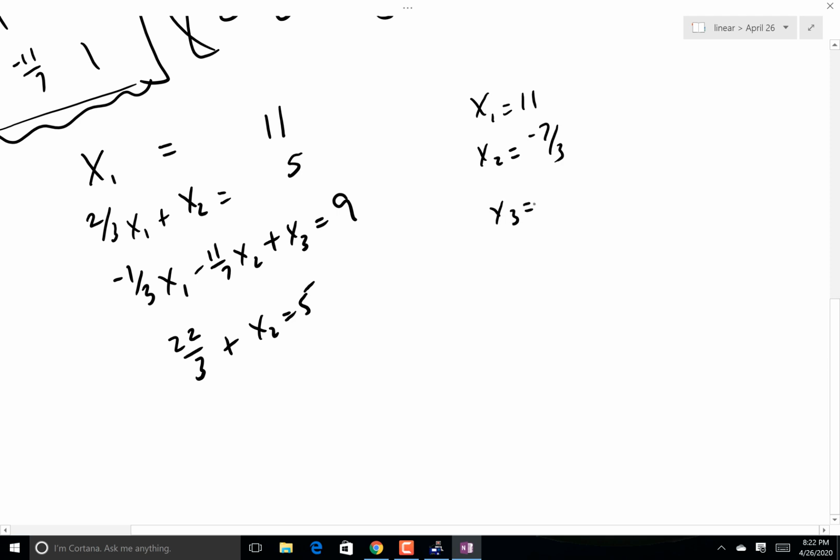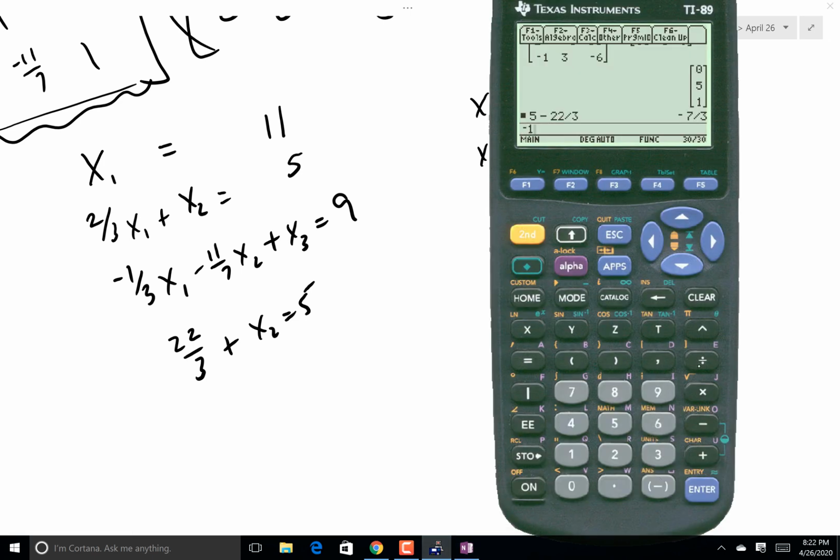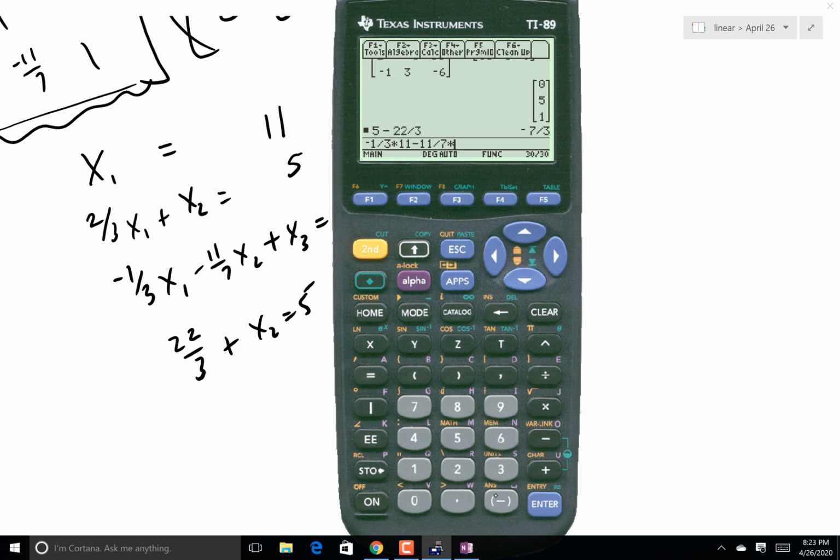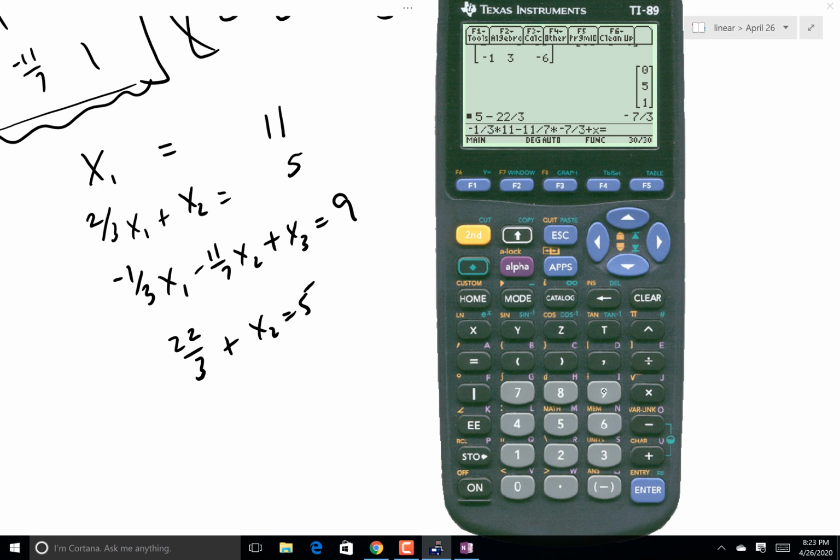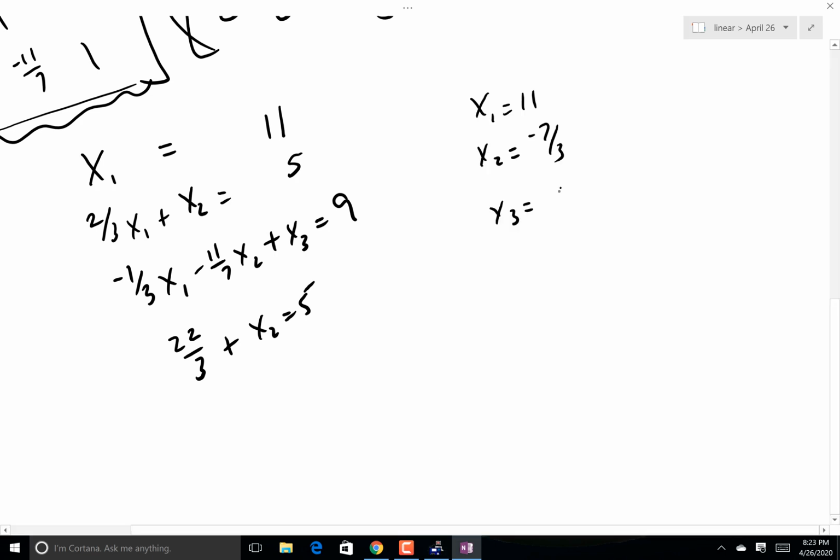And x3 is equal to, now listen, you know what these guys are, so let's plug it in. You get negative 1/3 times 11 minus 11/7 times, what did we get here a minute ago? Negative 7/3. Plus, let's put in an x, equals 9, comma x, and then go back to the start of this. We'll just do solve. So F2 solve. X equals 9. So x3 is equal to 9.